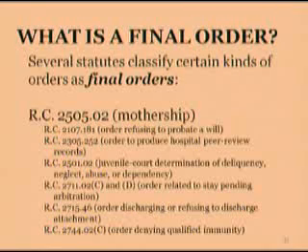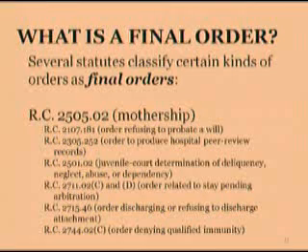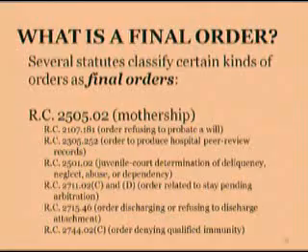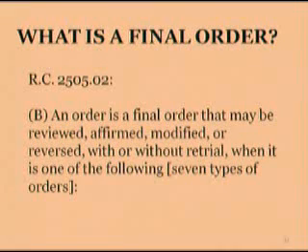So you got to know where to look, but at least we have one principal statute, that's 2505.02, that is the statute where you can look first. And all of the rest of them, although they're important and you need to know about them, they are not the place to go first. The place to go first is 2505.02, and so that's where we're going to focus our discussion. 2505.02, Section B, says that an order is a final order that may be reviewed, affirmed, modified, or reversed when it's one of the following, and then it lists 7 different kinds of orders.